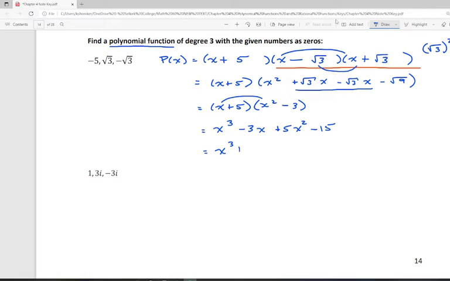So x cubed plus 5x squared minus 3x minus 15. And that would be my polynomial function with a degree of 3 with those given numbers of zeros. By the end of the lesson, I'm going to be giving you this polynomial, and you're going to be finding the zeros. So we're going to be going the way that we did in 4.3. But for now, these are the zeros. They come back to this polynomial function. And again, there's nothing to tell you that these roots are going to be irrational.